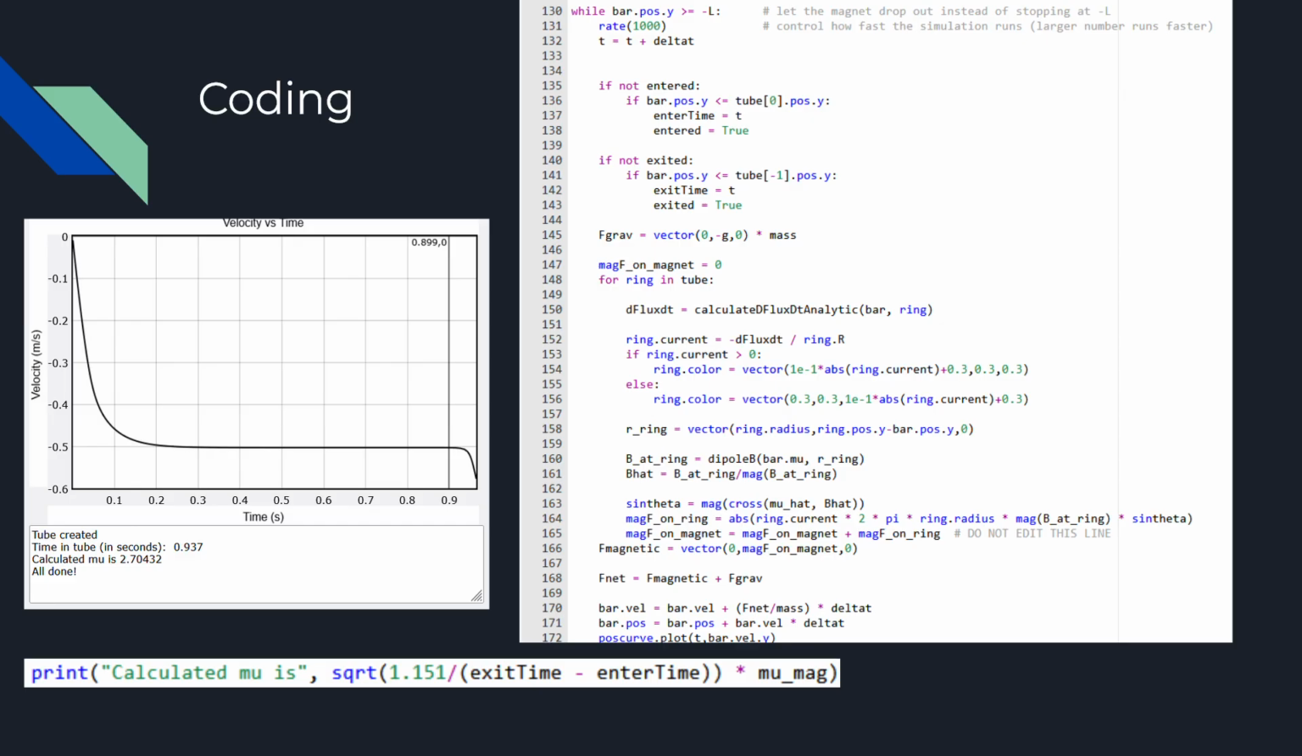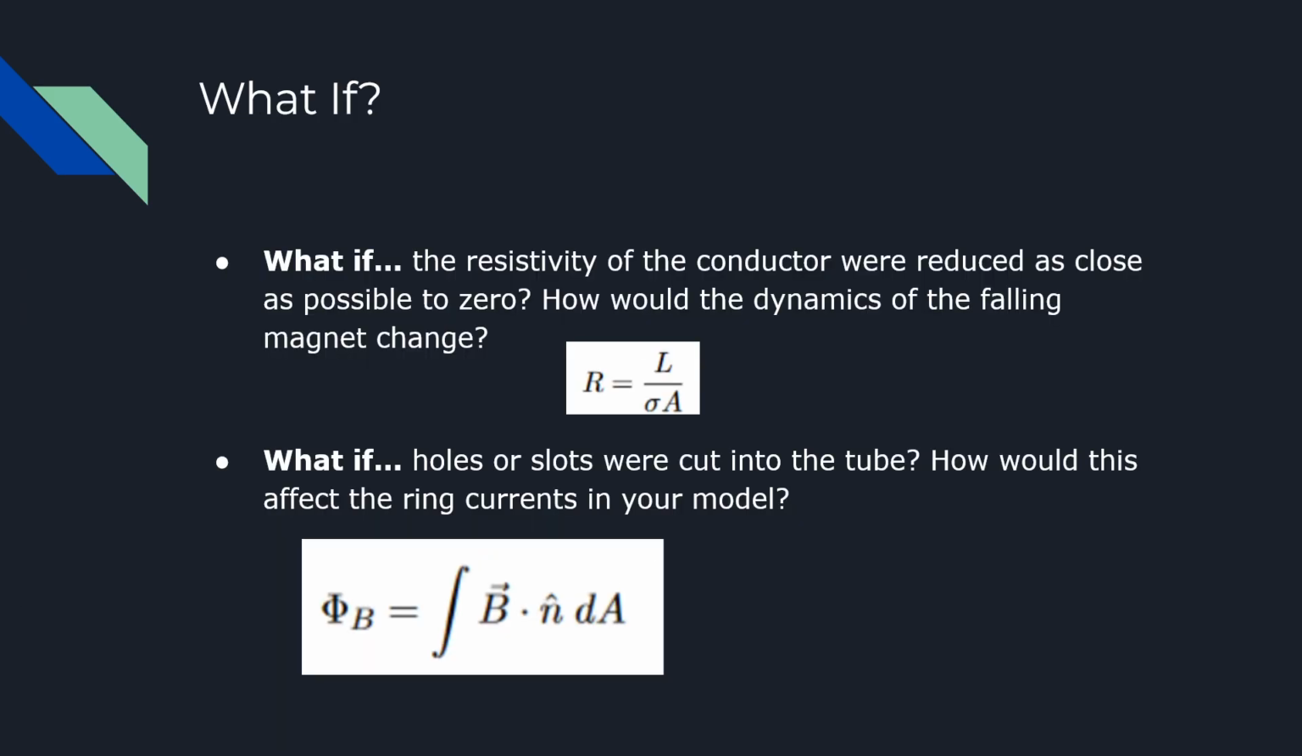And then I noticed that the magnetic dipole moment varies with the square of the time. So we take the square root of the time ratio and multiply by the initial dipole moment that we used for the experiment, and we get a calculated mu of 2.704.